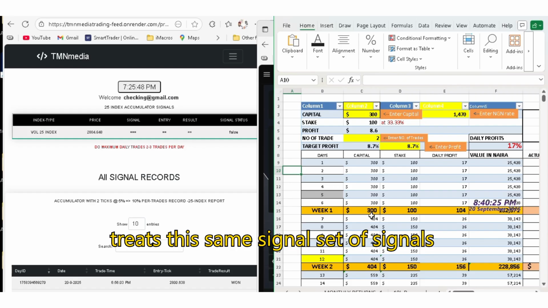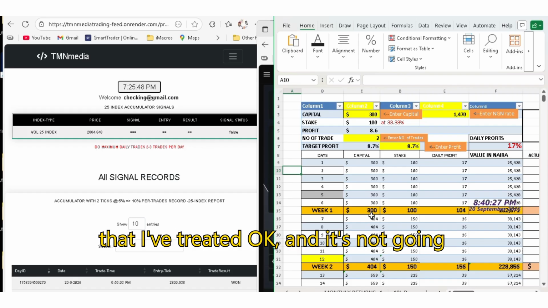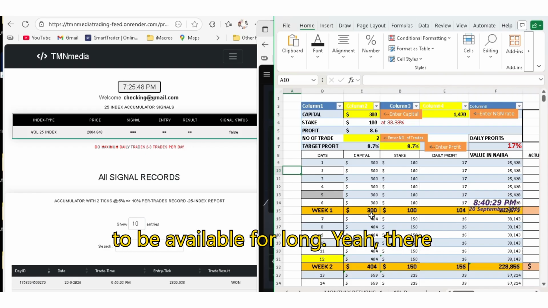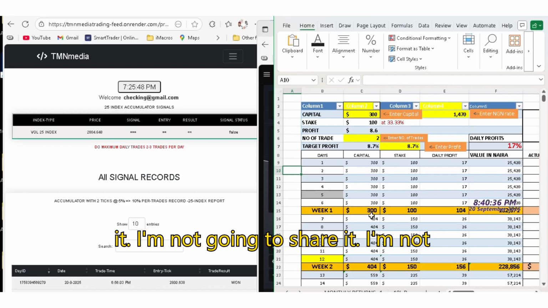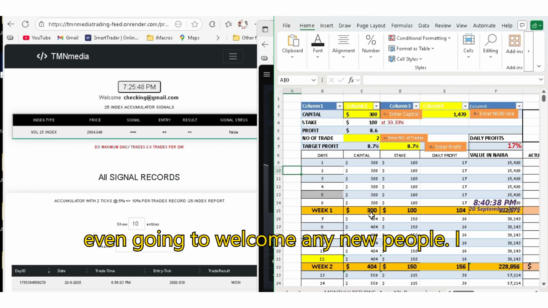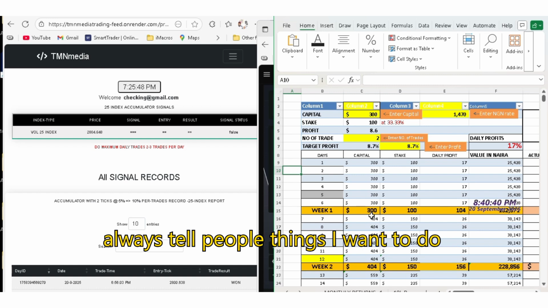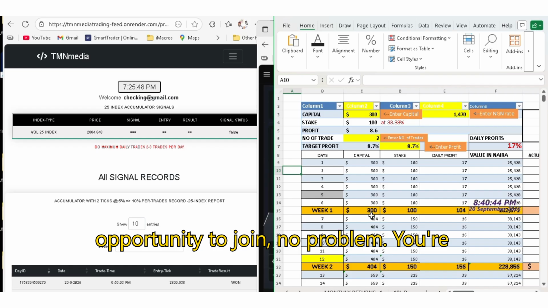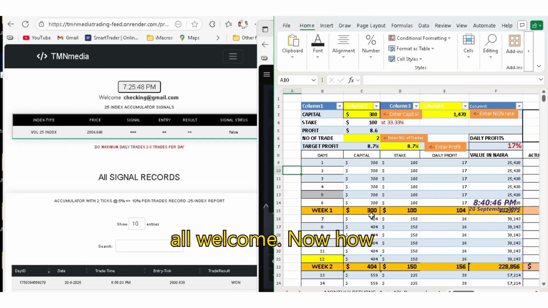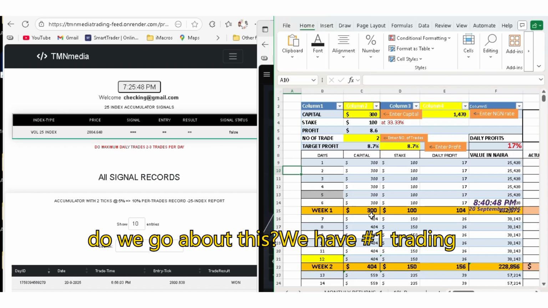Now, my robot trades this same set of signals that I've traded. And it's not going to be available for long. There will be a time it's going to be disconnected. I'm not going to talk about it. I'm not going to share it. I'm not even going to welcome any new people. I always tell people things I want to do before time. Now that it is open, if you have the opportunity to join, no problem. You're all welcome. Now, how do we go about this?